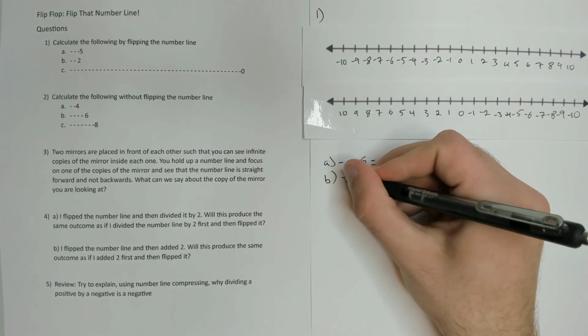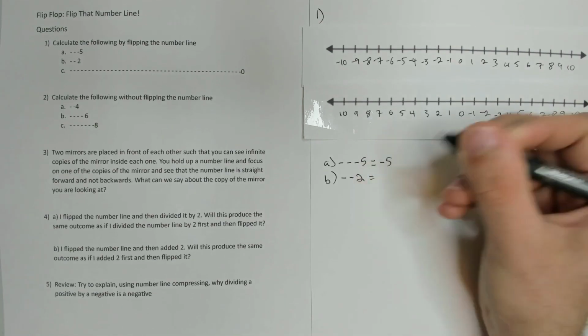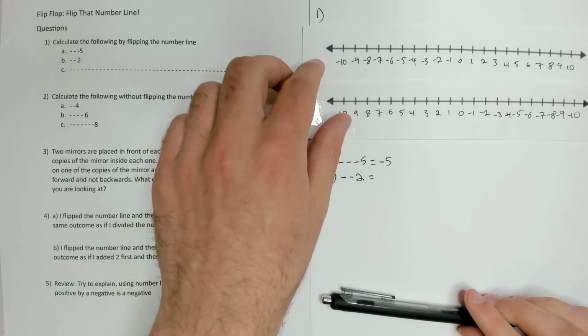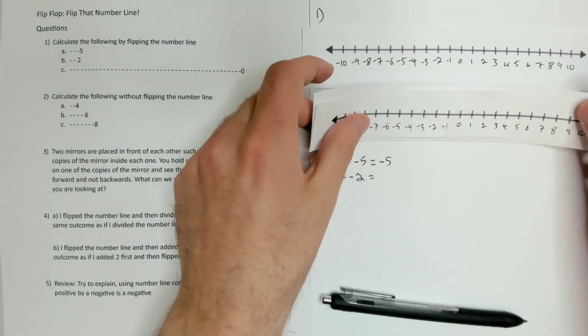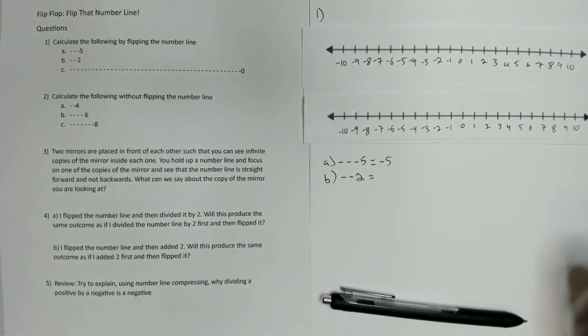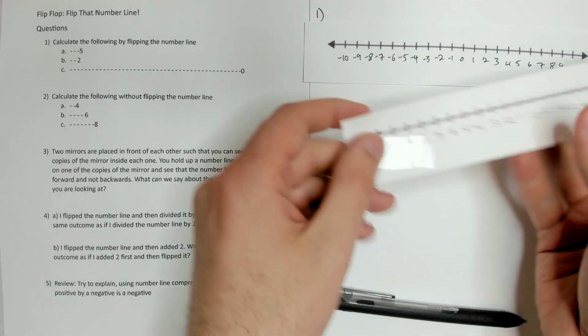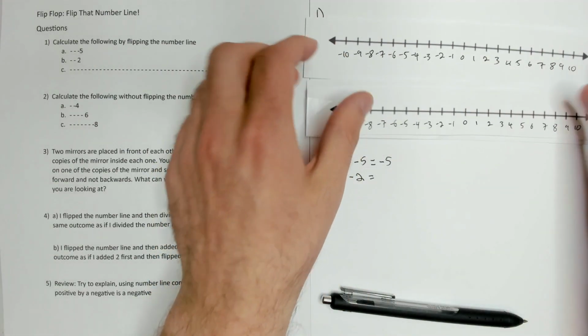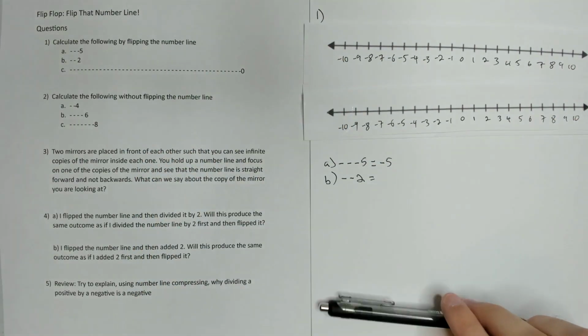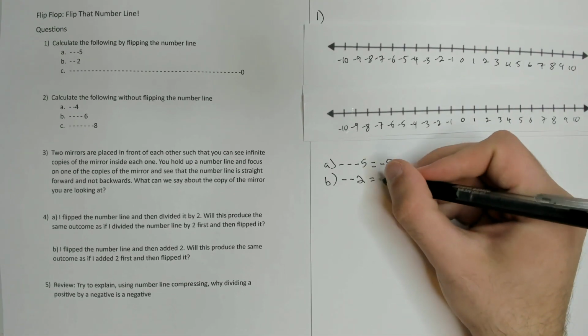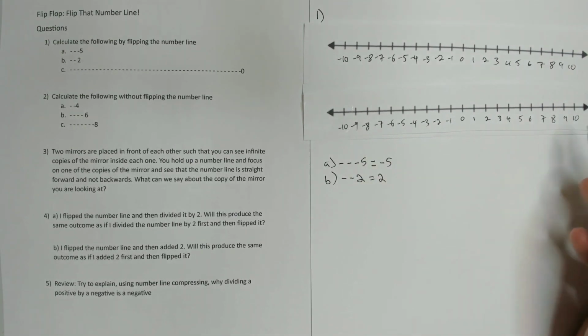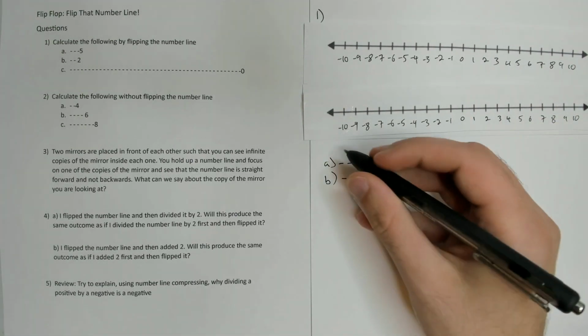Alright, and then part B, we have negative, negative 2. So that's 2 negatives, which means 2 flips. So put the number line back how it was started, and we'll flip it twice, keeping 0 centered. 1, 2 flips. And that takes us back to where we started, right? With 2 lining up with 2. So we get that negative, negative 2, or 2 flips on the 2, gives us 2.